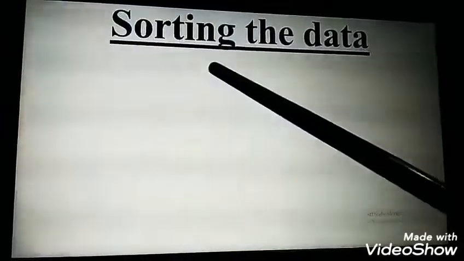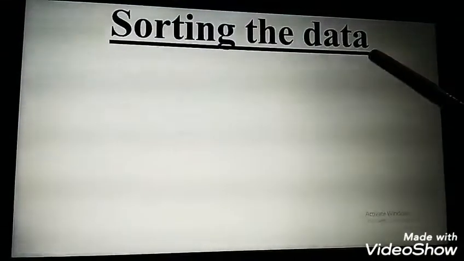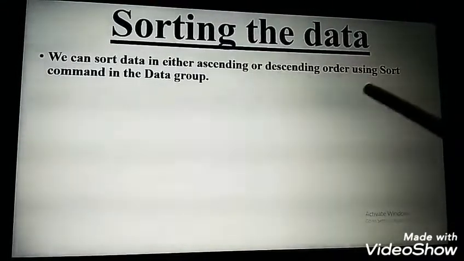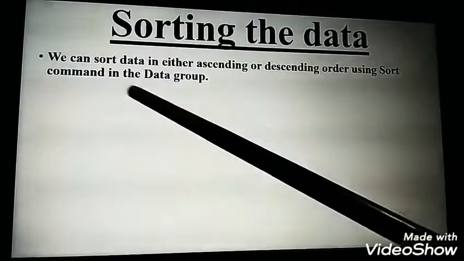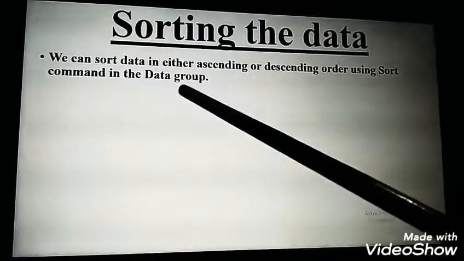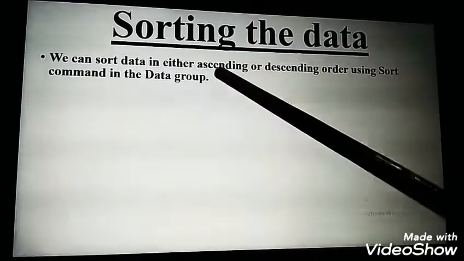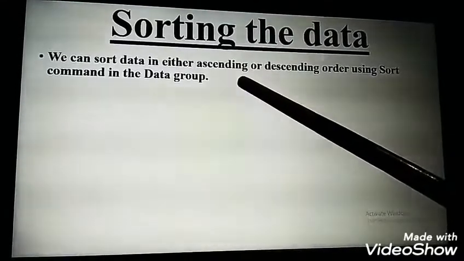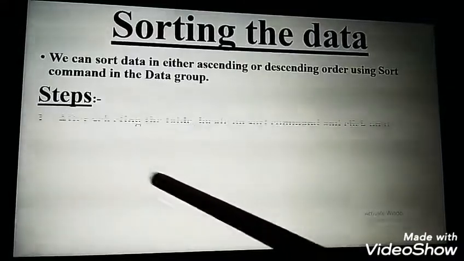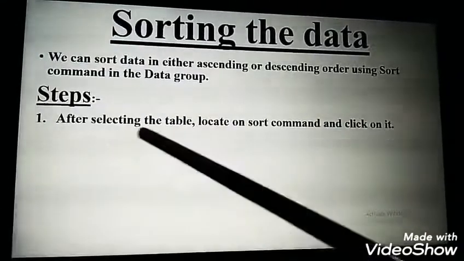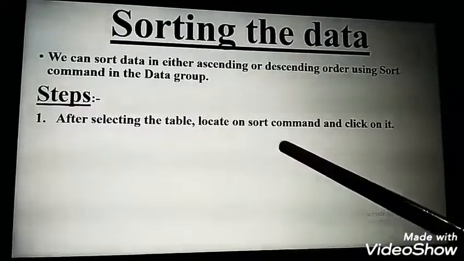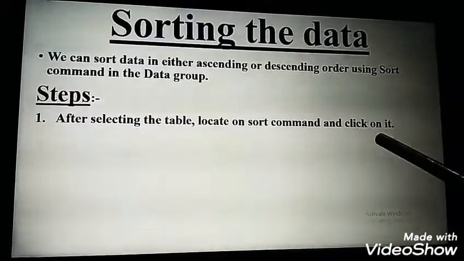Next is sorting the data. How to sort the data? We can sort data in either ascending or descending order using the Sort command in the Data group. The steps for that are: first, select the table, then locate the Sort command and click on it.